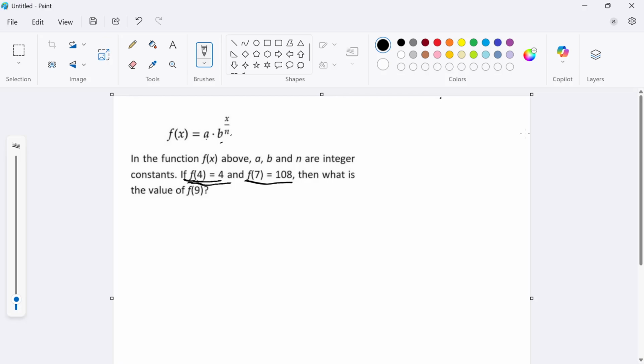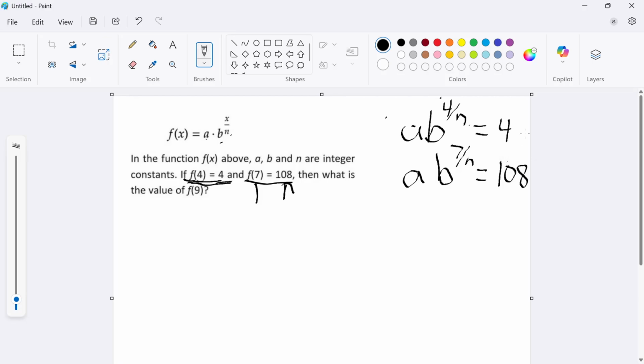I'll put in 4 for x, and then the whole function will equal 4. So 4 equals a times b to the 4 over n. Okay, now the second equation: when x is 7, the function equals 108. So a times b to the 7 over n equals 108.